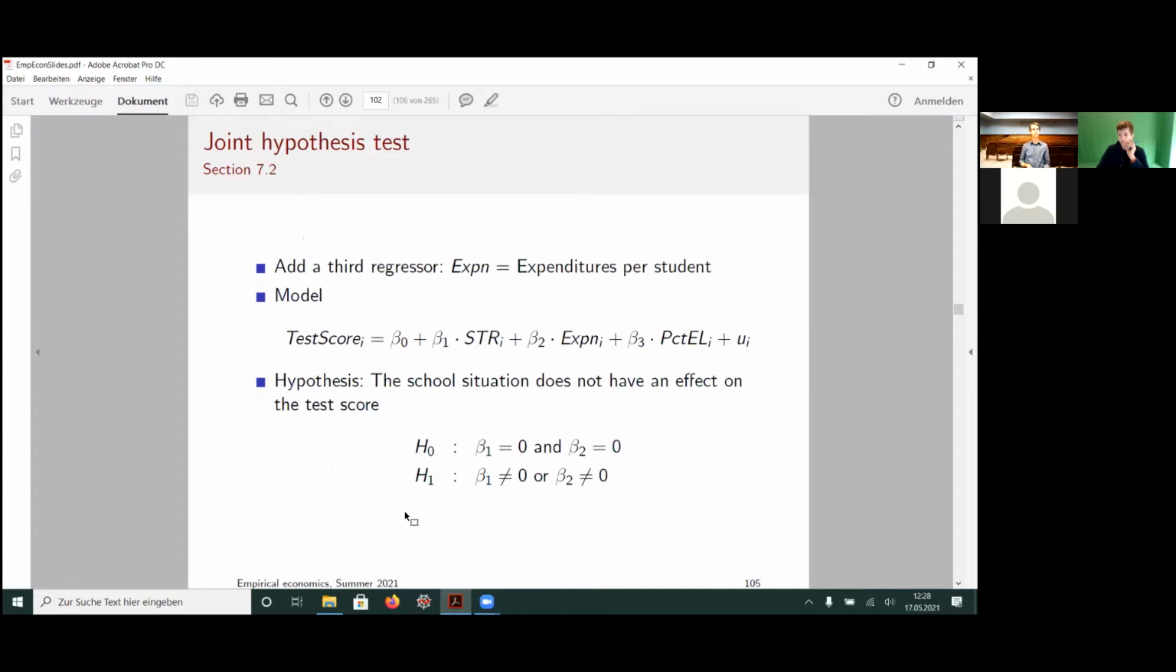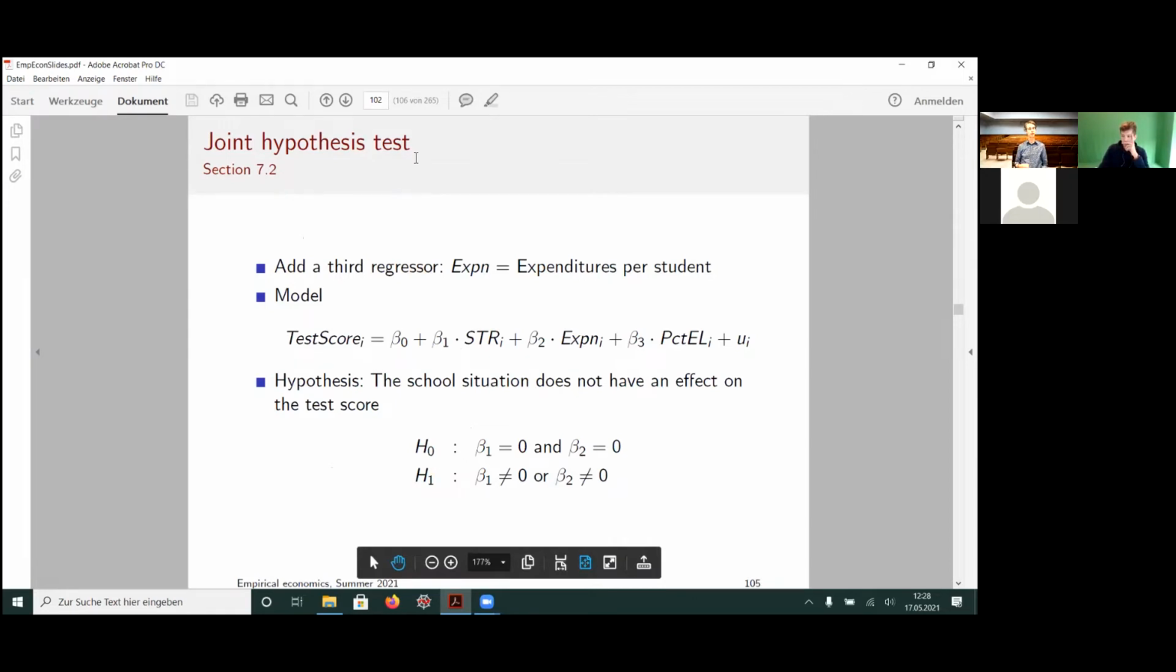All right, but we are now in a different situation. We have more than one regressor, so we can actually investigate more complex hypotheses. And that's interesting because we can handle more complex situations. So this is our next topic. It's called the joint hypothesis tests.